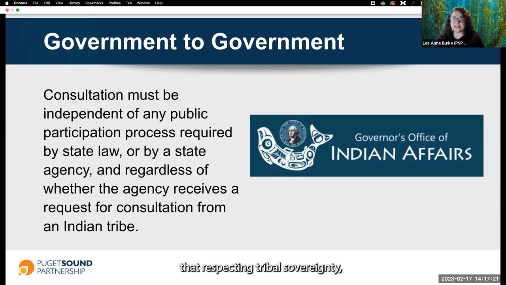I want to stress that, respecting tribal sovereignty, any participation by a tribal government in this process is entirely voluntary. It's also important to note that any government-to-government consultation must, by its very definition, be independent of any other public participation process, and regardless of whether the agency receives a request for consultation. So this means that as an agency, we are expected to go to each tribe for consultation individually and by their preferred protocols, rather than expecting the tribal nation to come to us.